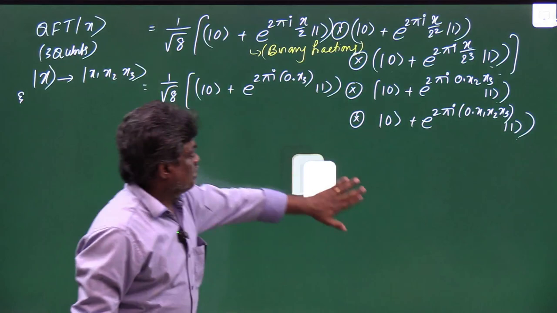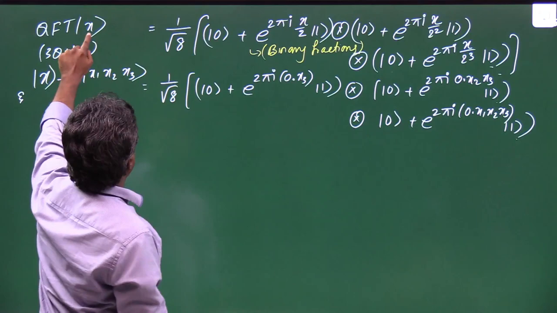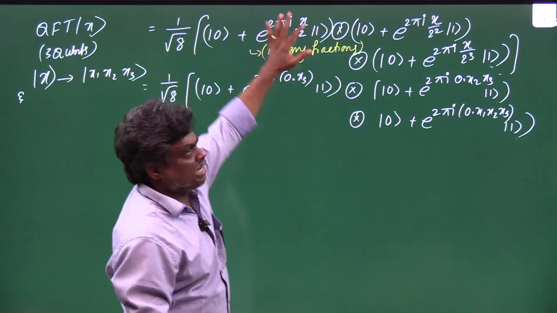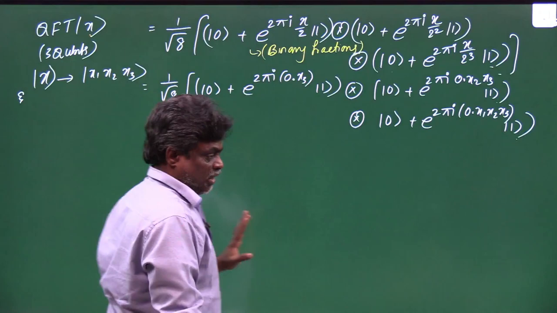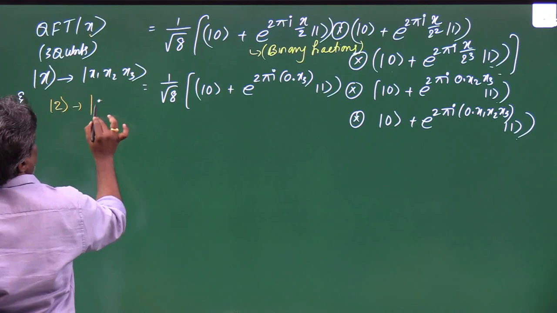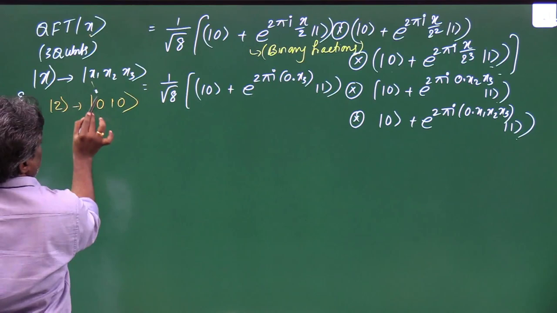So this is the Fourier transform of 3 qubits for any x value lying between 0 and 7, because 3 qubits means 0 to 7. If you are finding it for 0, simply replace x with 0. If you are finding it for 1, simply replace x with 1. I hope you got it. But in this format, if you are writing for 2, you have to replace x1, x2, x3 with 0, 1, 0. Your x1 is 0, your x2 is 1, your x3 is 0.